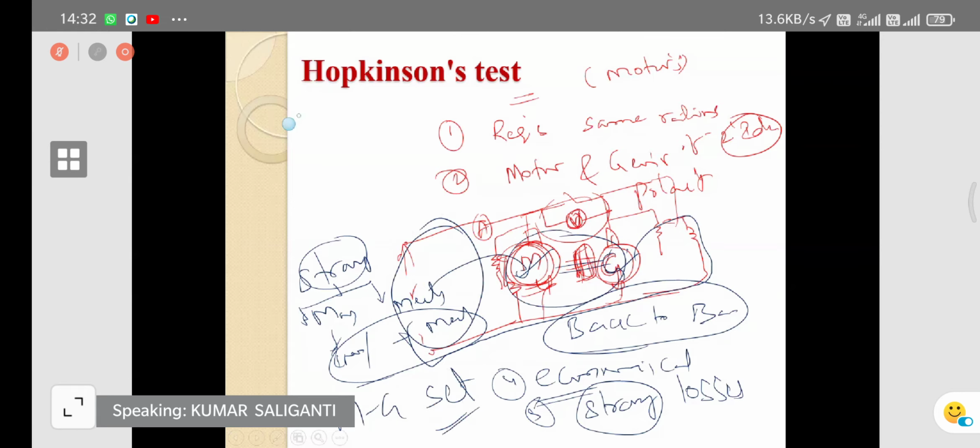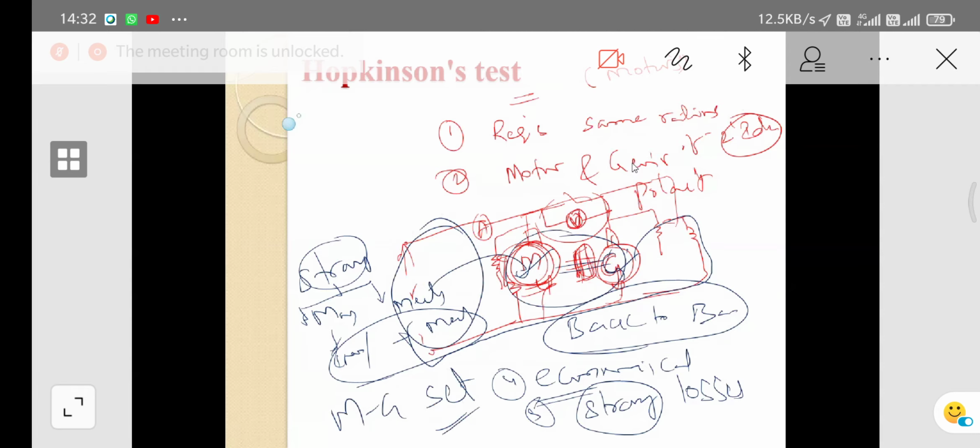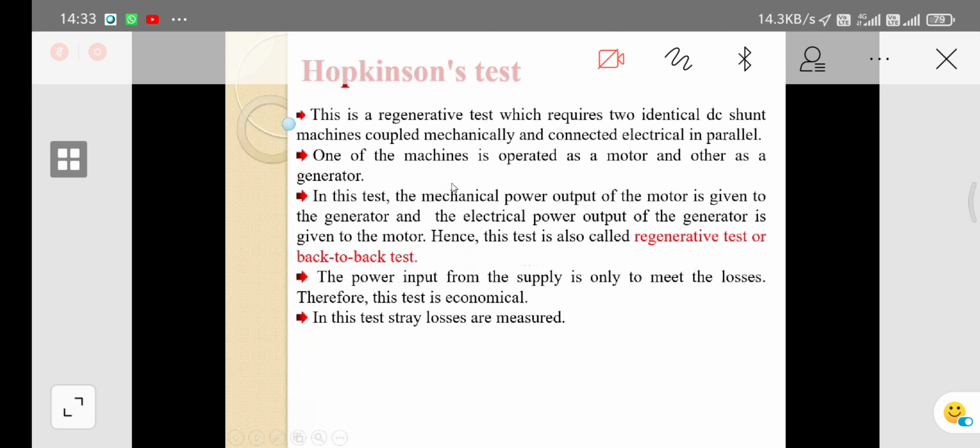Let us see what the points will be. Okay, these are the points here.